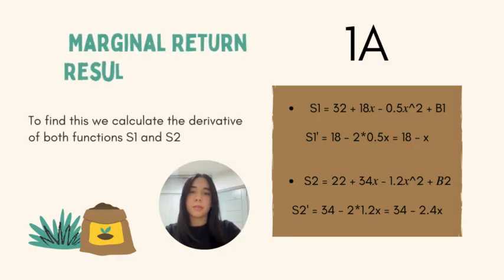So here we have the marginal return results. To calculate, we have to find the derivative of both functions, S1 and S2. As you can see here, the derivative of S1, which represents the marginal return, is 18 minus x, and the derivative of S2 is 34 minus 2.4x.